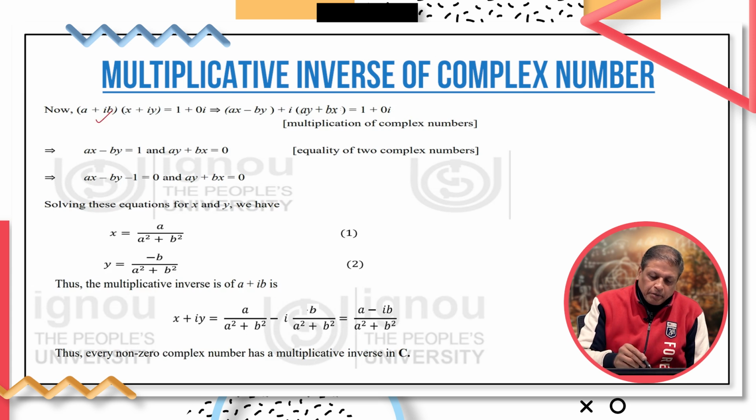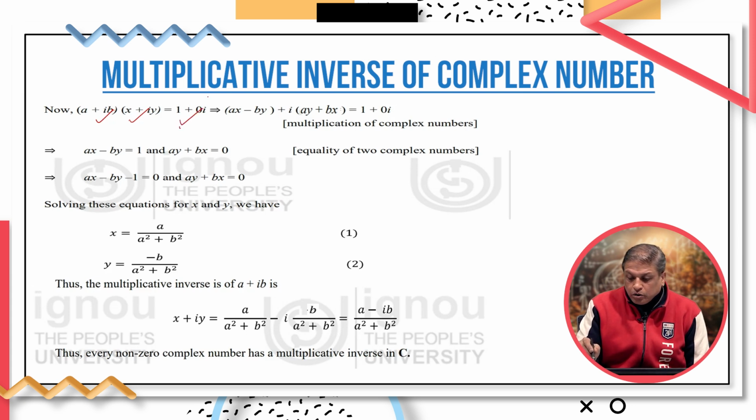Say a plus ib and x plus iy are two complex numbers and their product is 1 plus 0i. On the basis of multiplication, when we open the braces, as we learned how to multiply two complex numbers, after multiplying these two complex numbers we will get the answer ax minus by plus i times (ay plus bx), and this answer is equivalent to 1 plus 0i. So comparing the real values, we get ax minus by equal to 1 and ay plus bx is equal to 0.